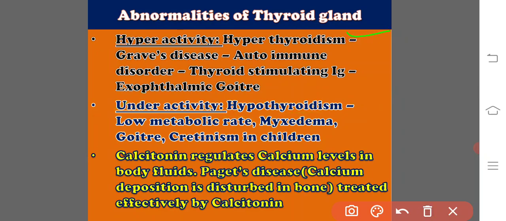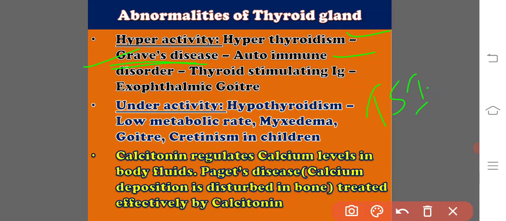Hyperthyroidism may lead to Graves disease. It is an autoimmune disease. Hyperthyroidism is an abnormal increased secretion of the thyroid hormones. It causes Graves disease. Graves disease is an autoimmune disease that produces a specific immunoglobulin called thyroid stimulating immunoglobulin, TSI.